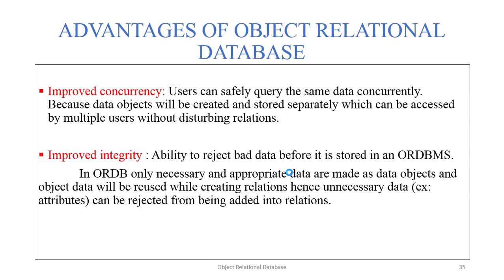Improved integrity. Ability to reject bad data before it is stored in an ORDBMS. In ORDB, only necessary and appropriate data are made as data objects, and object data will be reused while creating relations. Hence, unnecessary data such as attributes can be rejected from being added into relations. This is how integrity can be improved.